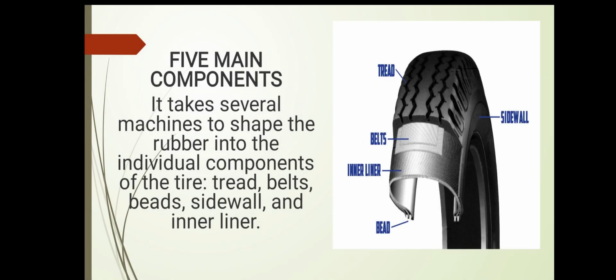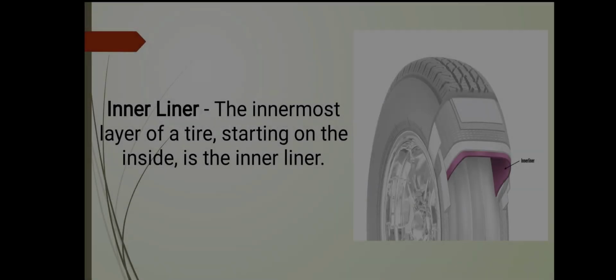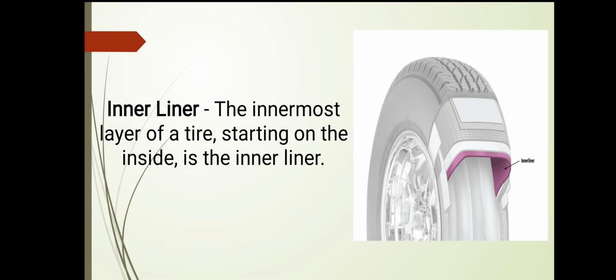Five main components. It takes several machines to shape the rubber into the individual components of the tire: treads, belt, beads, sidewall, and inner liner. Inner liner, the innermost layer of a tire. Starting on the inside is the inner liner. It is a thin airtight layer of rubber designed to keep the air inside the tire.